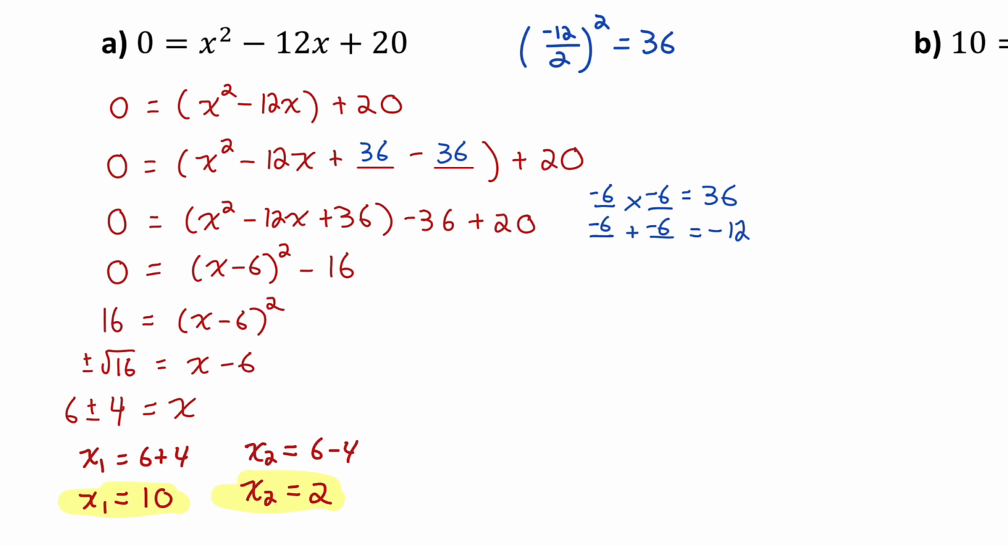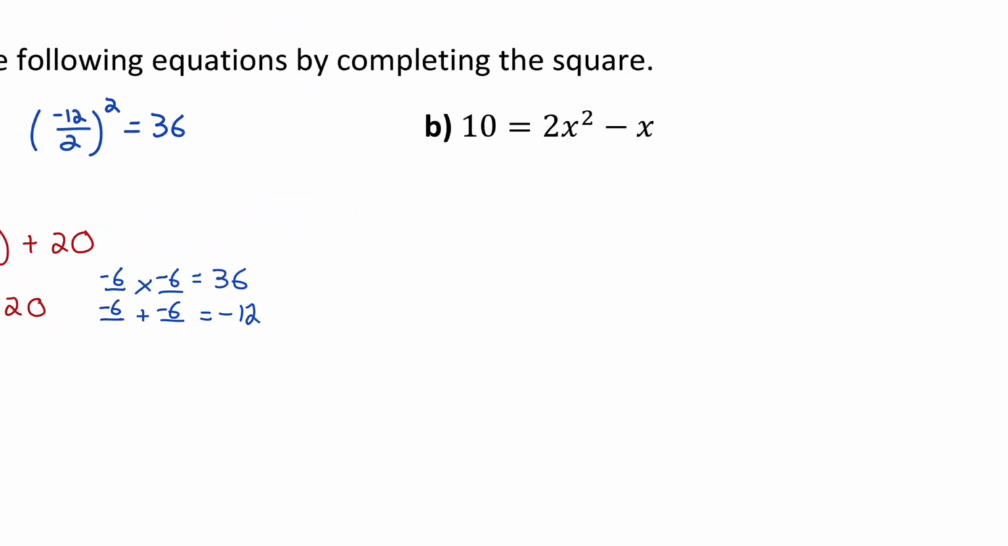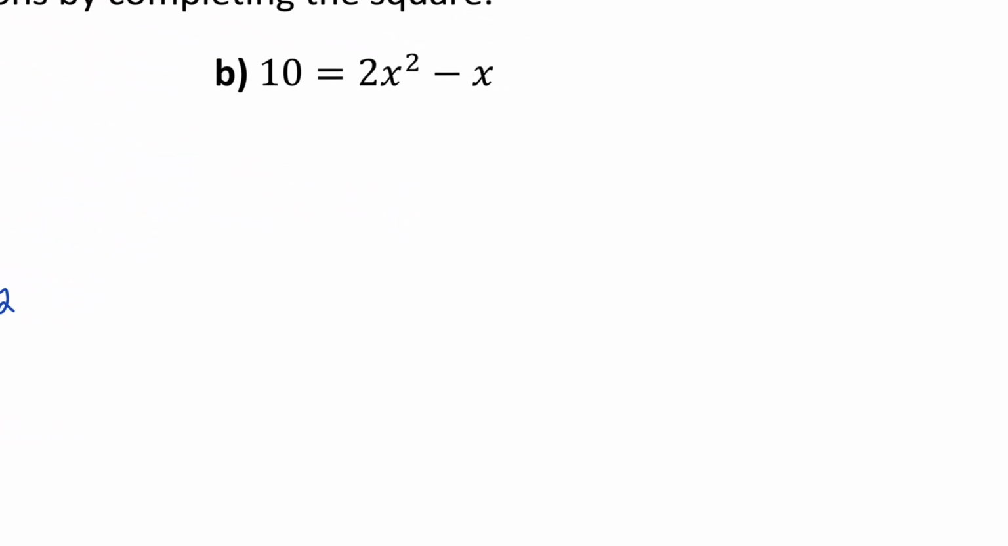And now let's do part B, where we'll get rational answers as well. Notice part B, the quadratic isn't set equal to 0 yet, it's set equal to 10. And to do the method of solving by completing the square, we need to start by setting the quadratic equal to 0. So I'll move the 10 to the other side, giving me 0 equals 2x squared minus x minus 10. And then to solve by completing the square, I have to get this into vertex form.